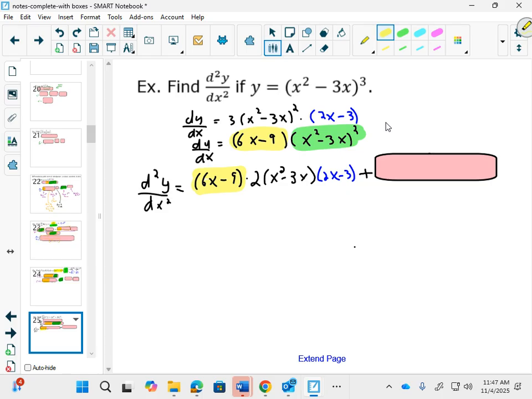The 2 would come out in front. Subtract 1 from the exponent would be a 1. Keep the inside the same. Then multiply by the derivative of the inside. Product rule, now we have to keep the second one the same. So here I keep the second one the same and multiply by the derivative of the first one.